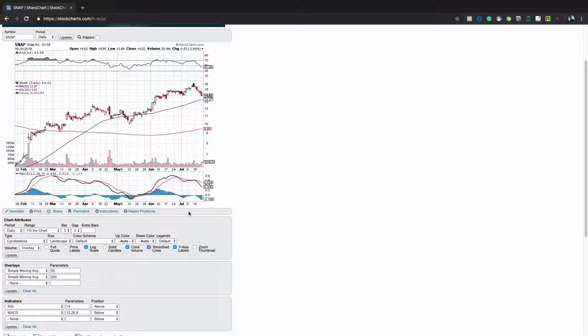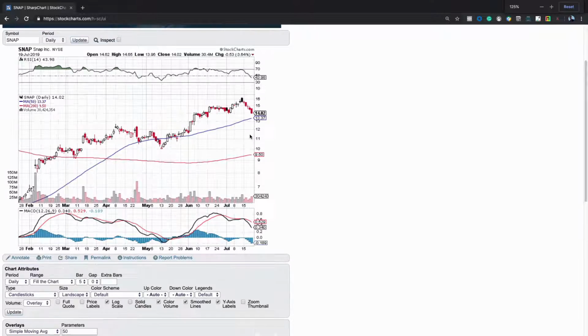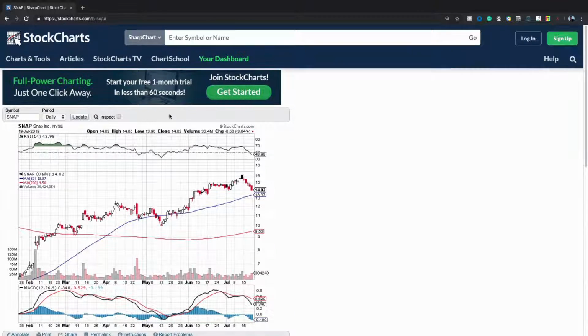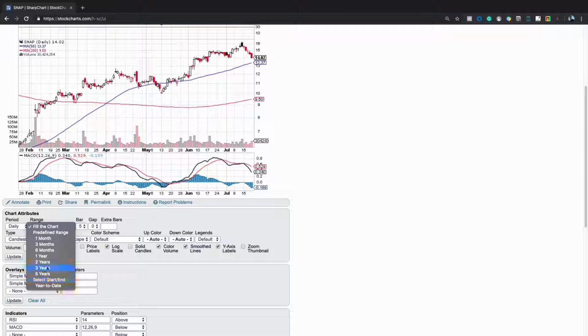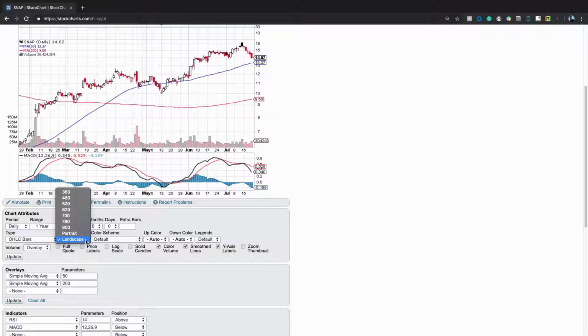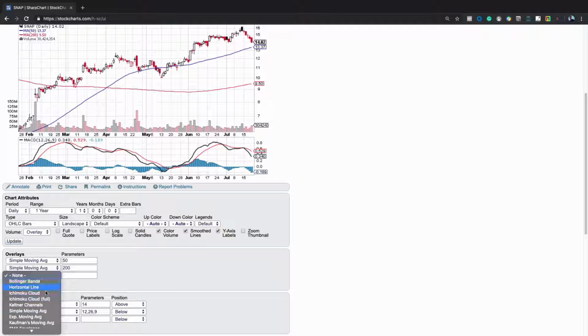So basically, this is stockcharts.com if you weren't aware. It's a free platform where you can look up stock charts. I always like to set the range to 1 year. I set it up at open, high, low, close bars. I take out log scale, I put it on landscape, and I always add a simple moving average of 20. Okay, everything seems to be good.